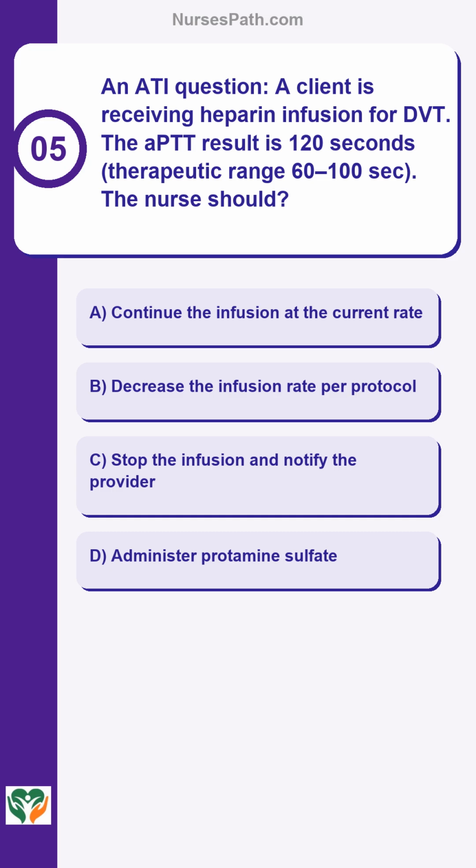Question 5. An ATI question. A client is receiving heparin infusion for DVT. The APTT result is 120 seconds, therapeutic range 60 to 100 seconds. The nurse should continue the infusion at the current rate. Decrease the infusion rate per protocol. Stop the infusion and notify the provider. Administer protamine sulfate.